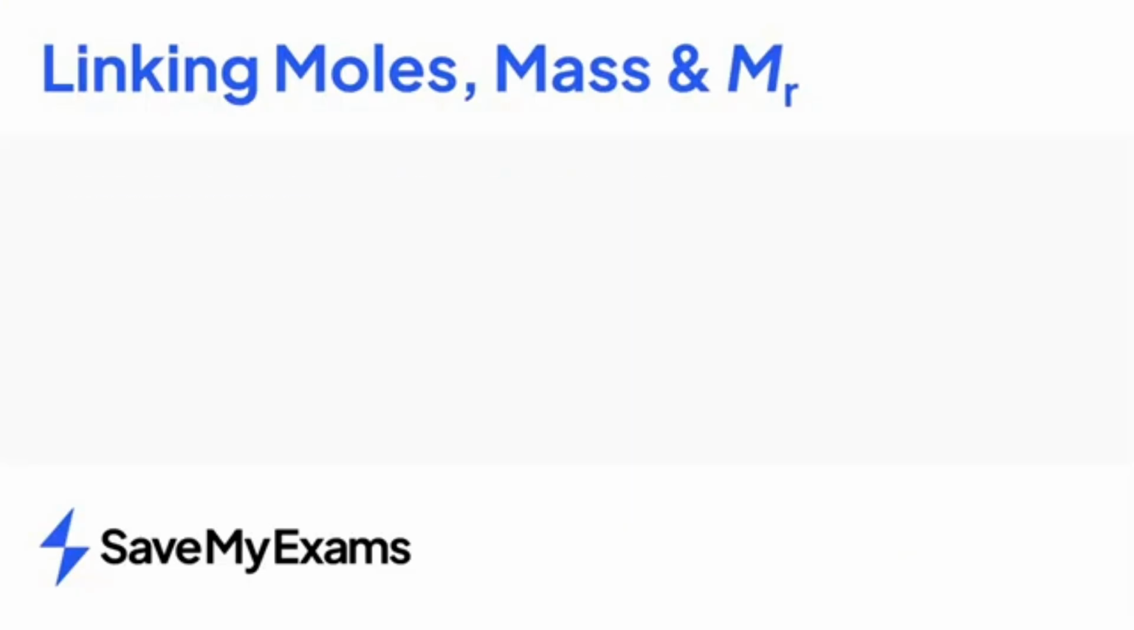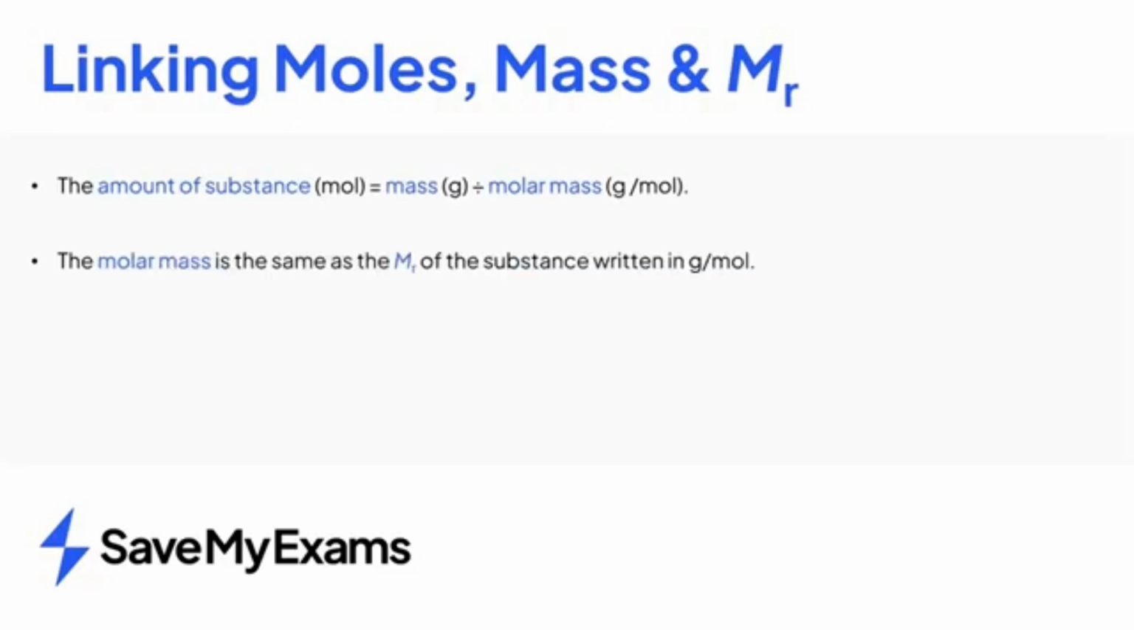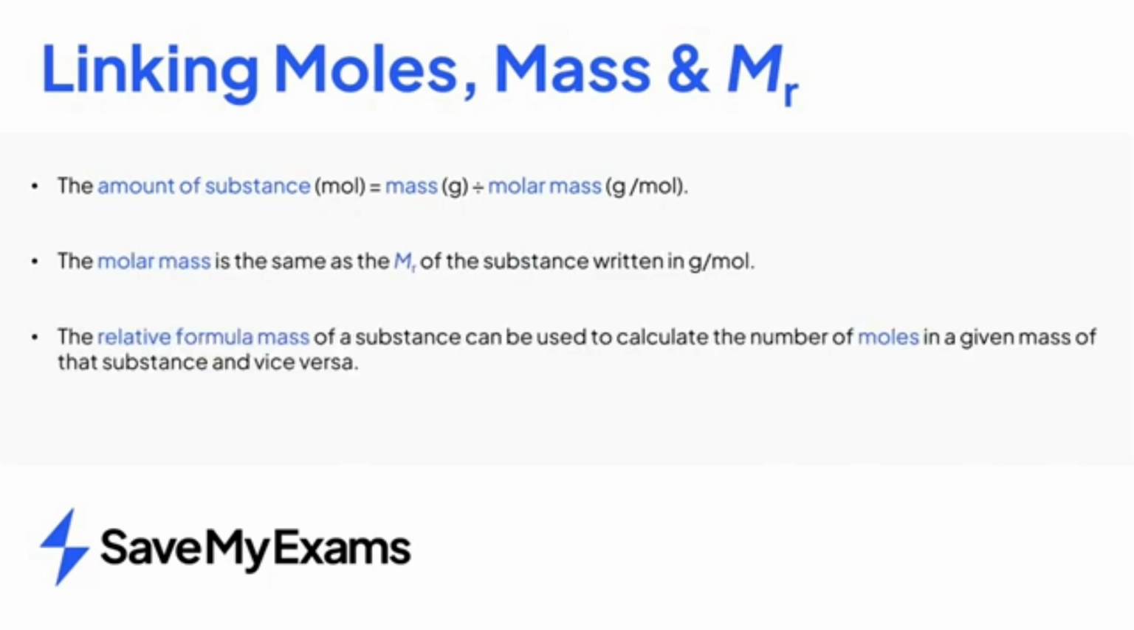In summary, the amount of substance in moles is equal to the mass of the substance divided by its molar mass. The molar mass is found by calculating the relative formula mass of the substance. This can then be used to calculate the number of moles in a given mass of a substance, and vice versa.